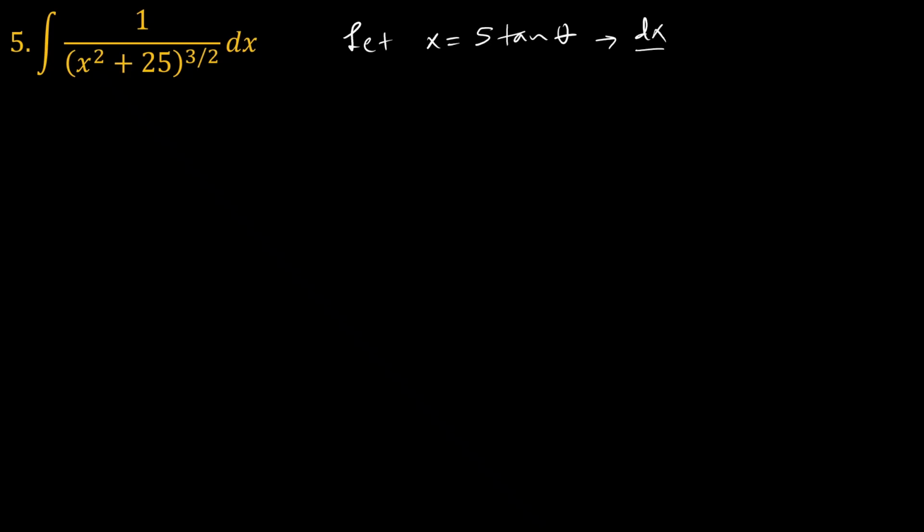So problem number 5, 1 over open bracket x squared plus 25, the power 3 over 2, integrated. We could begin by substituting by saying let x be equal to 5 tangent theta such that dx d theta is equal to 5 sec squared theta, right?